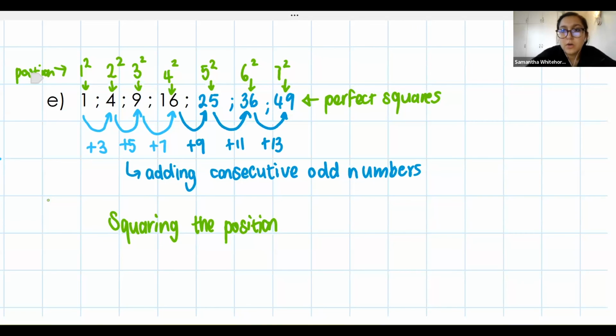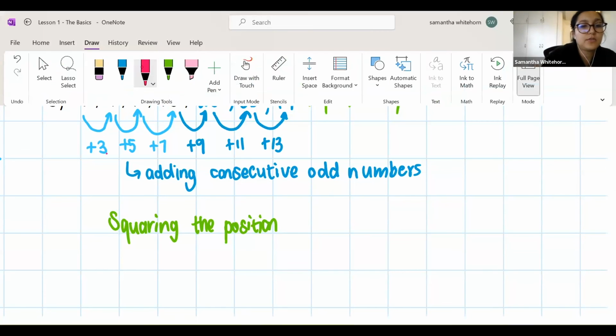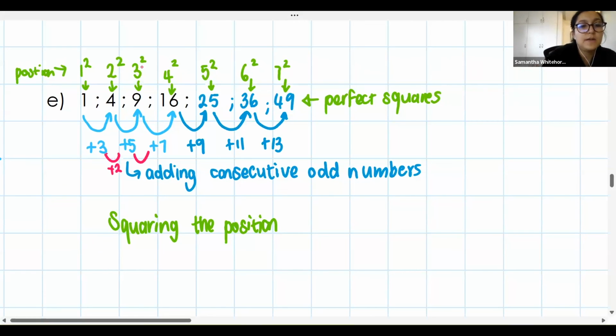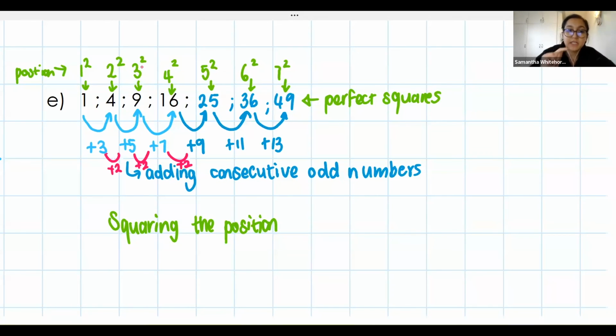Nosipo, you've said you're adding numbers at the bottom, you're adding a 2. Yes, absolutely. If we now look at 3 to 5, we add 2. 5 to 7, we add 2. That is what consecutive odd numbers is. Because they're odd numbers, I'm skipping all the even numbers, so I have to add 2 to get to the next odd number.